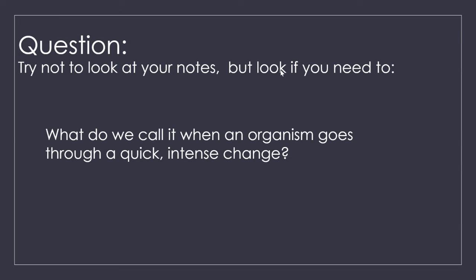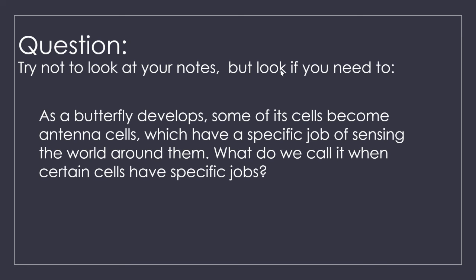So, what do we call it when organisms go through quick, intense change? That's development, if there's change. And as a butterfly develops, some of its cells become antenna cells, which have specific job of sensing the world around them. What do we call it when certain cells have specific jobs? We call it specialization.